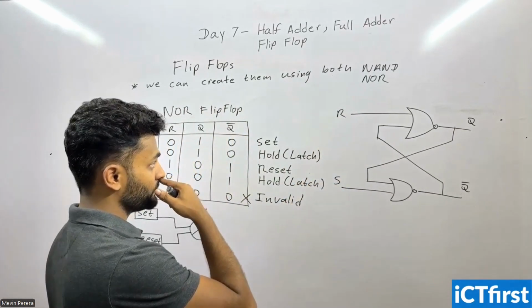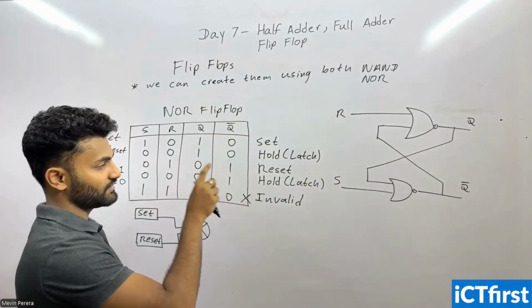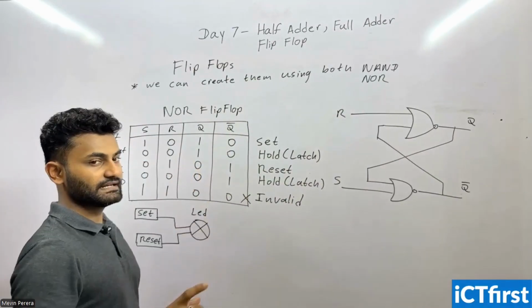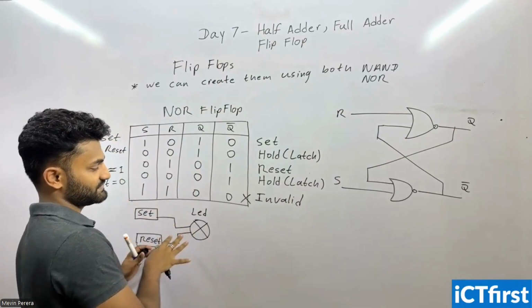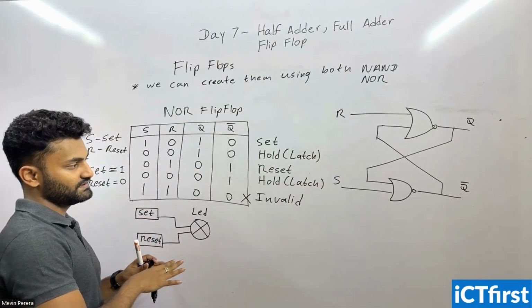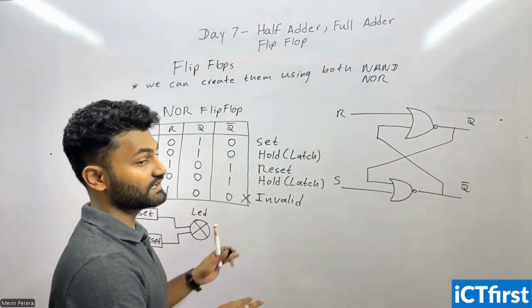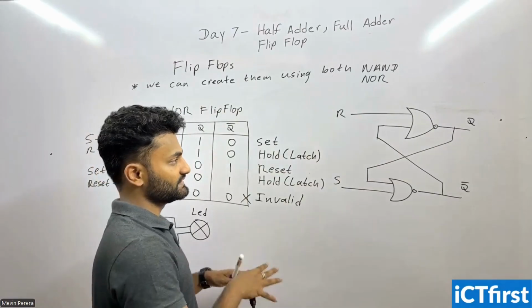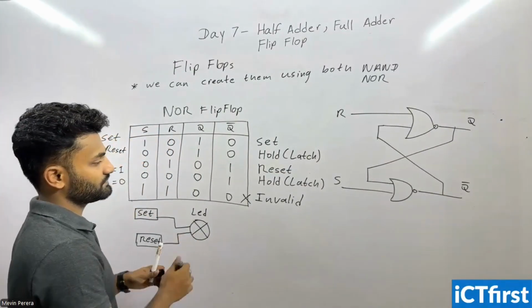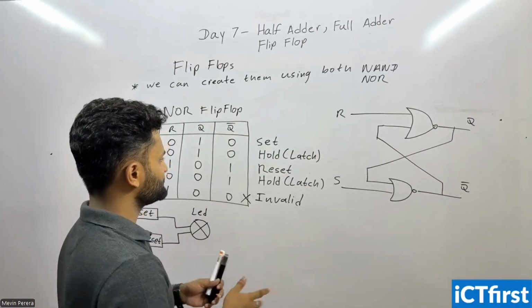Normally we start with the NAND gate, but this particular example is a better explanation than starting with the NAND gates. That's why I started with the NOR flip-flop. So anyhow, now let's check it, right?